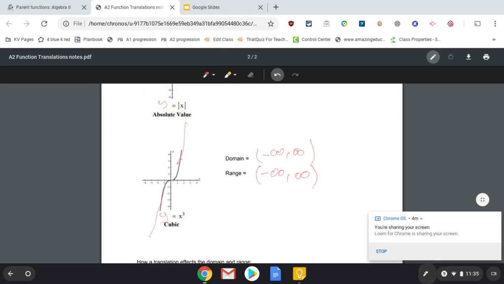Now remember, the other reason why the domain is negative infinity to infinity is because you are allowed to plug in any number for x there. There's every number out there. You're allowed to multiply it by itself 3 times. All right, that's what that means.